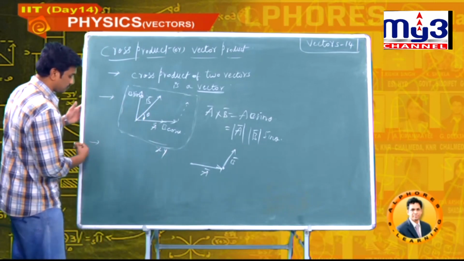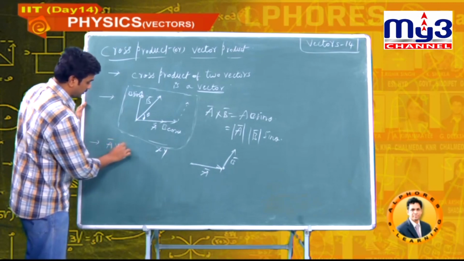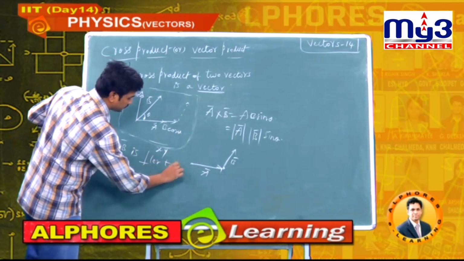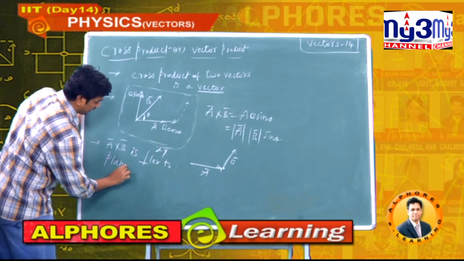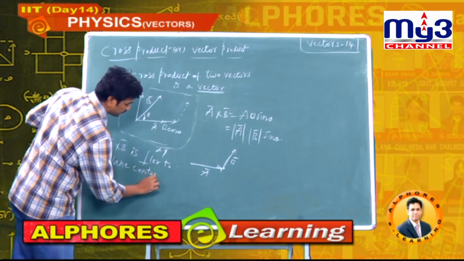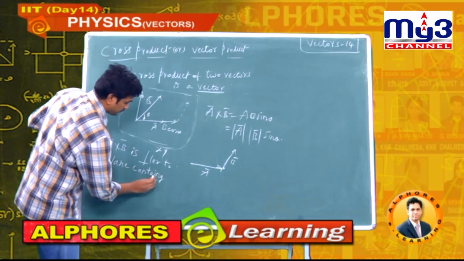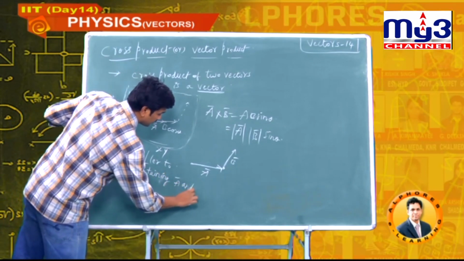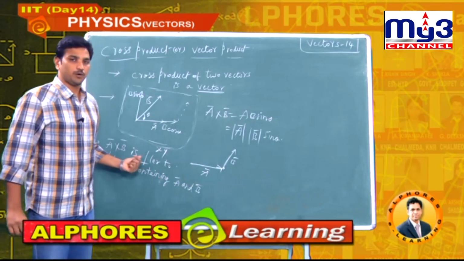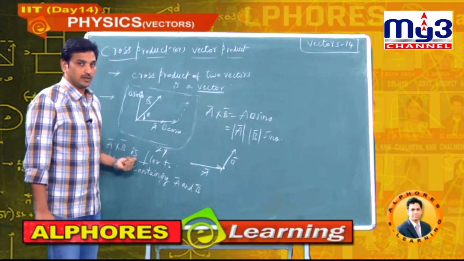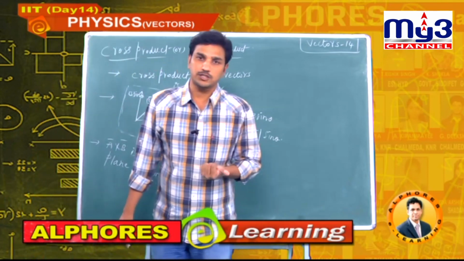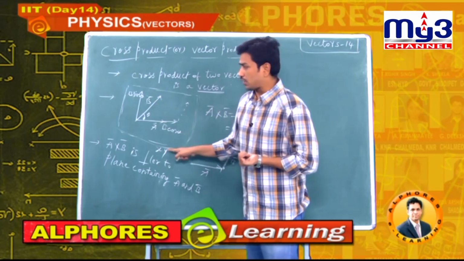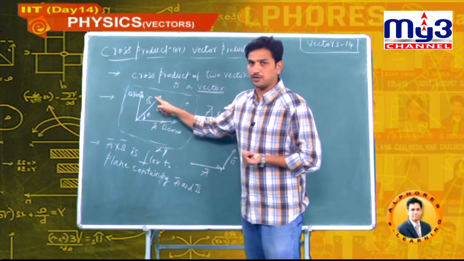So I will write here: A cross B is perpendicular to the plane containing A bar and B bar. This is a very important point, you should remember this. What is the direction of A bar cross B bar? A and B vectors are in the XY plane, the cross product of A and B is perpendicular to the XY plane.